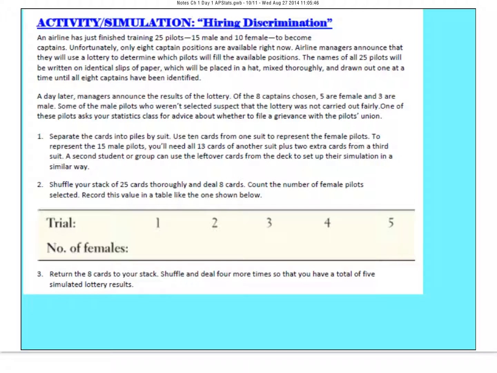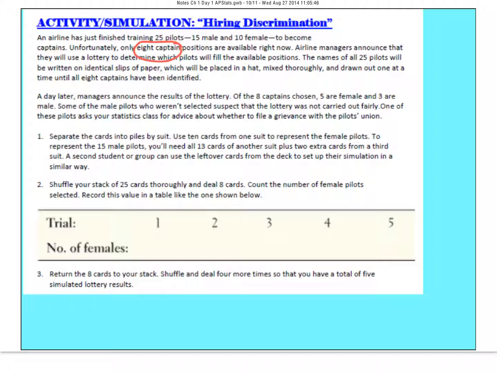Now let's wrap up this learning with an activity. This is called hiring discrimination, and here's the scenario. An airline has just finished training 25 pilots. There's 15 male and 10 female to become the new captains. Unfortunately, only 8 captain positions are available right now. The airline managers announced that they will use a lottery to determine which pilots fill the available positions.